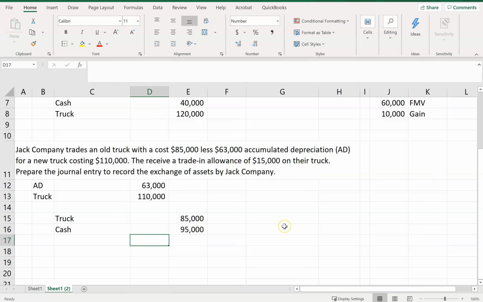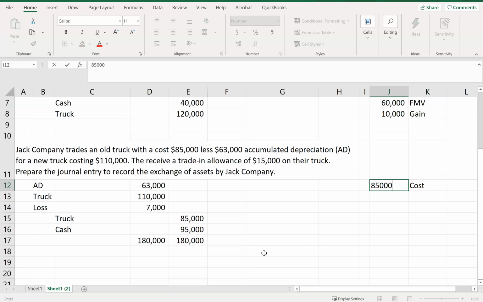And then your last step is same as always. You're going to compare debits and credits to calculate your gain or loss. So in this case, you can see that we need another $7,000 on the debit side. When it's a debit, we call it a loss. And I'll just show you how to calculate that again, like the longer way. So your first step is to take your cost, which is $85,000, and then you're going to subtract your accumulated, which is $63,000, and then the difference between those two will give you net book value, or what it's worth on our books.